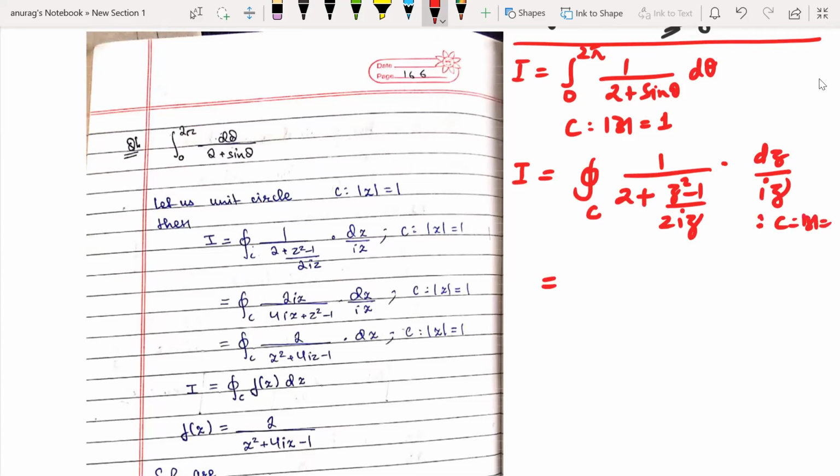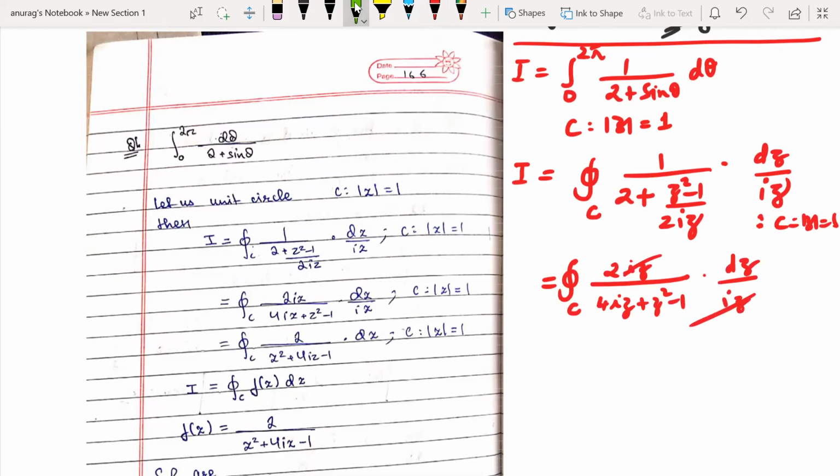It is understood now, we have already discussed. Now 2iz we can take in the numerator. So it becomes 2iz over 4iz plus z square minus 1, times dz over iz. The iz cancels out. So it becomes integral of 2 over z square plus 4iz minus 1 dz, where C is mod z equal to 1.